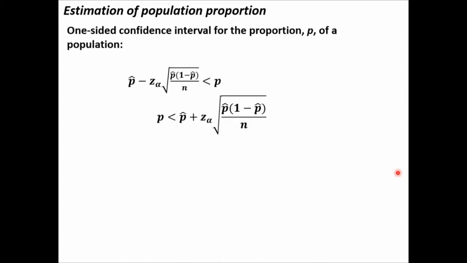I also need to point out that if we are dealing with a one-sided confidence interval, meaning the proportion of blue candies being less than a certain value or greater than a certain value, then we will use these inequalities to do the estimation. Meaning P hat minus the margin of error is less than the population proportion, or the population proportion is less than P hat plus the margin of error.